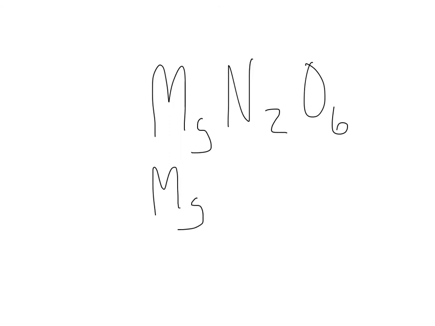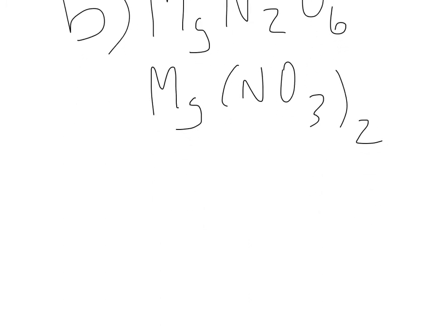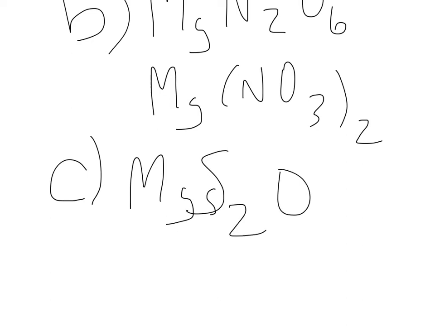Okay, so this is MgN2O6, or the really correct answer is Mg(NO3)2. This is part B. And I know we don't know that yet, but I just wanted to give you kind of a preview. And then part C, the answer, and this is also in your packet, but just in case, is going to be MgS2O3. And part D is K2SNO3.